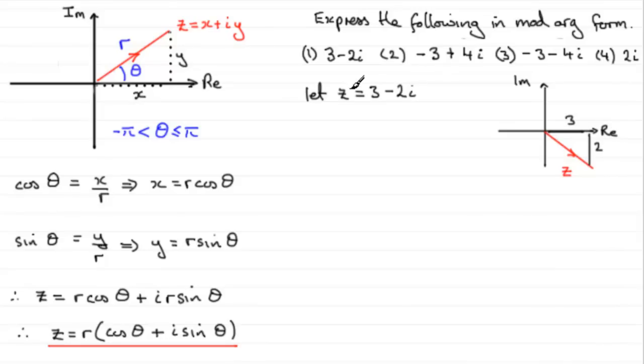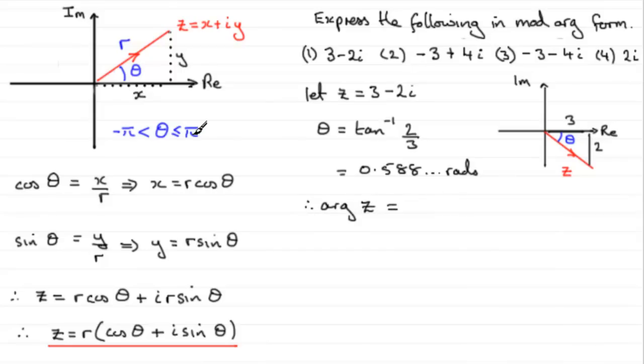So I'm going to get the arg of z first of all, so I'd need to work on this angle here. So I know that theta is equal to the inverse tan of 2 over 3, opposite over adjacent. We're working in radians, so make sure your calculator is in radians, and if you do the inverse tan of that, you'll find you get 0.588 and so on radians. So when it comes to working out the arg of z, then we know that the arg of z has to be a negative turn. It's got to be within this range, so it's going to be minus 0.588 and so on radians.